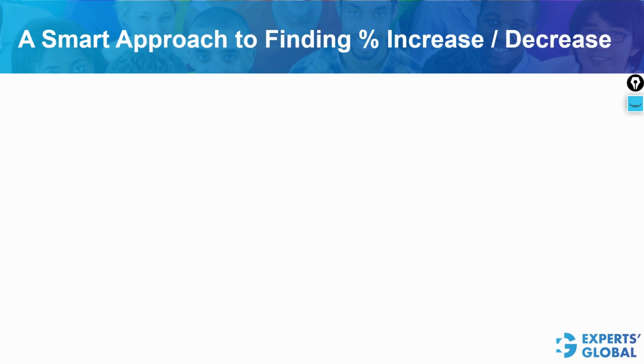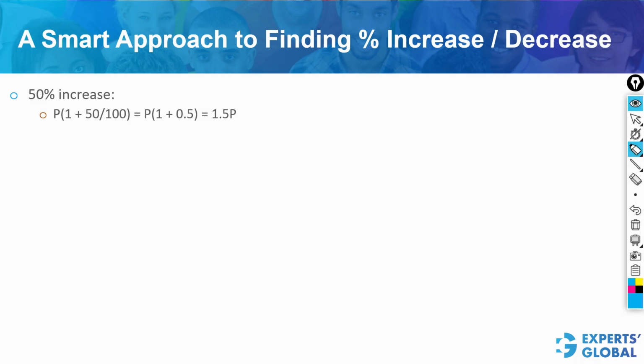Let's look at a smart approach to finding percentage increase or decrease. Imagine for a 50% increase in the value of p, we can find the new value. However, we can save time by simply understanding that 50% means 0.5p, and since it is the case of an increase, the final value would be p plus 0.5p, which is 1.5p.